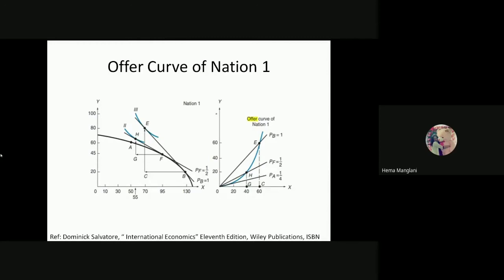Now, taking this production possibility curve for nation one, here we have one point, which is point A. This point A is basically an autarky point. When we have an autarky point, it means we are not participating in international trade.